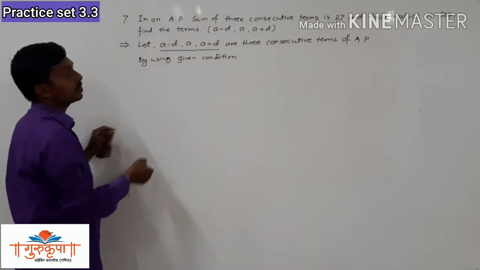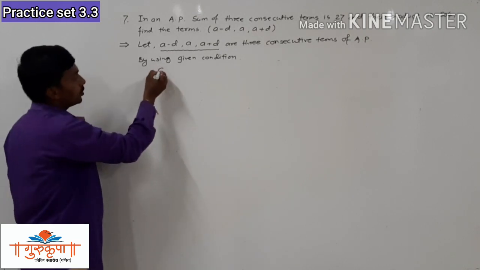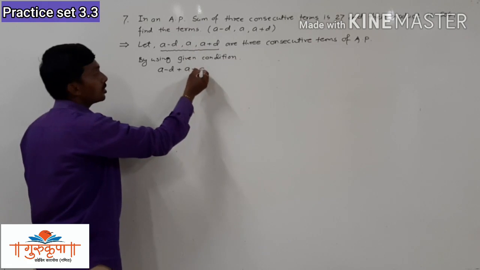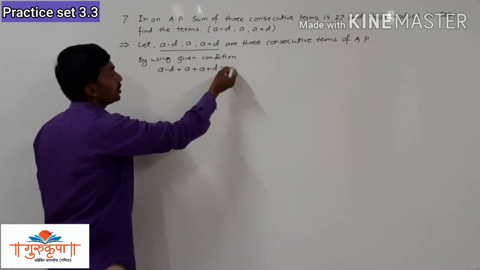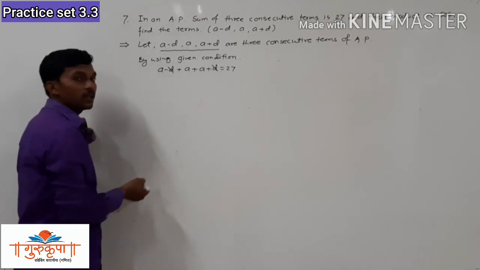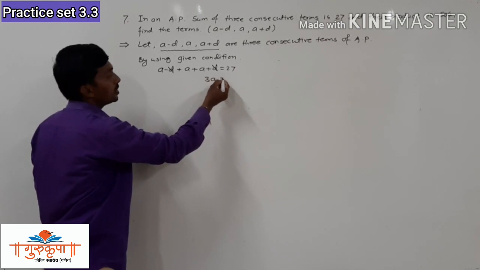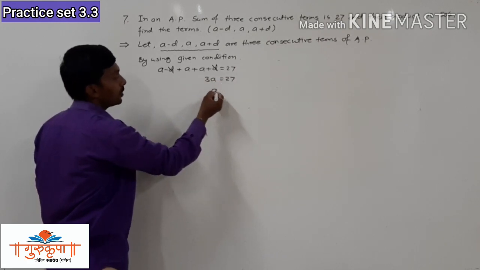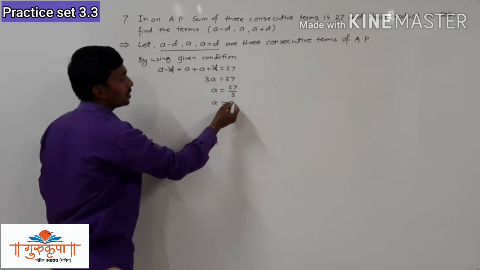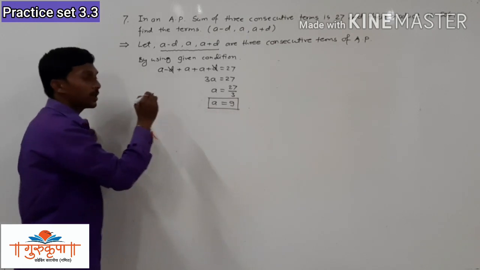What is the given information? Sum of all these 3 terms is 27. So, here you can write first term a minus d plus second term a plus third term a plus d is equal to 27. Now, simplify this. Here minus d plus d gets cancelled and we have a plus a plus a, that is 3a is equal to 27, and we have a is equal to 27 divided by 3, that is a is equal to 9. So, here we get the value of a.